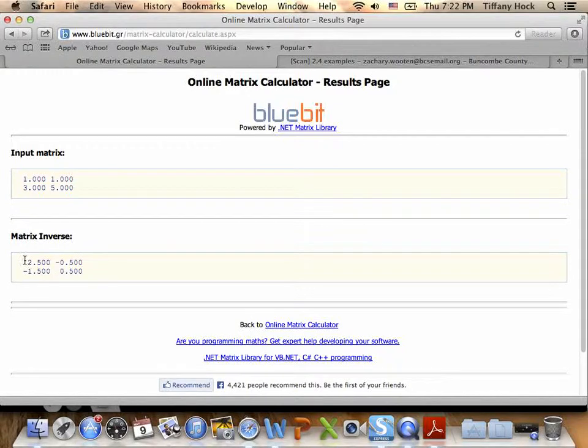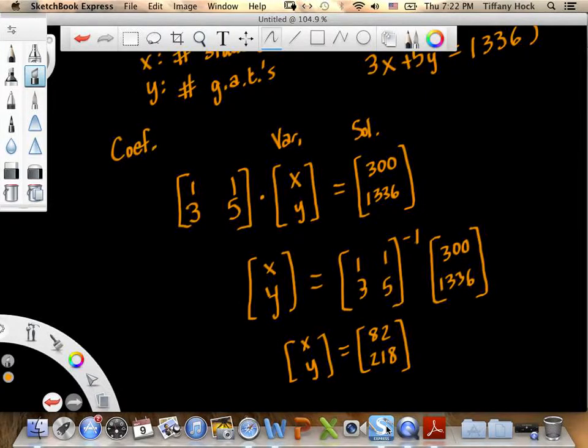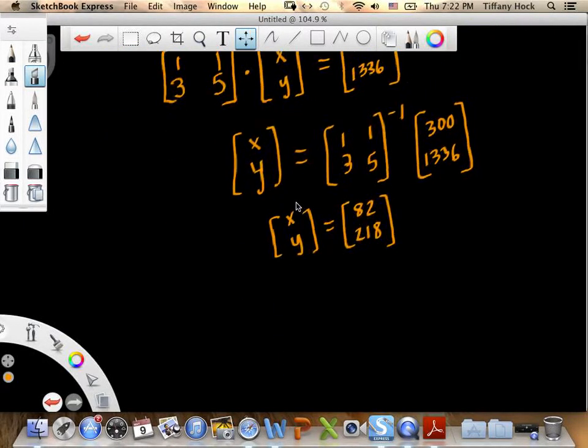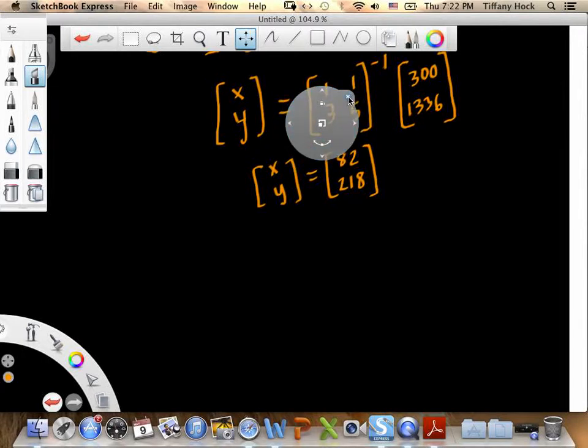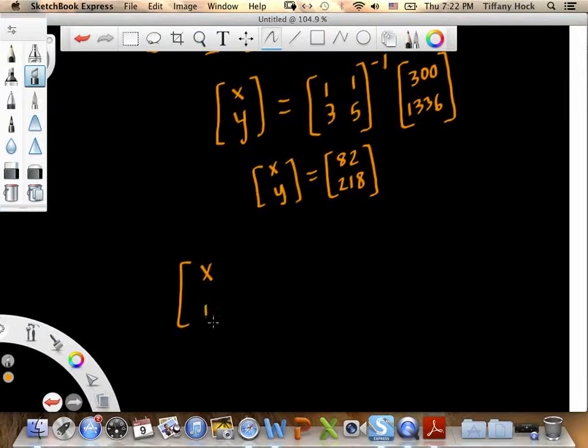So if you notice, the numbers are 2.5, negative 0.5, negative 1.5, and 0.5, and this is the top row and the bottom row. So it's just a 2 by 2 matrix, just like we saw before. So I want to write this matrix down here and show you how this would work if you don't have a calculator, but you do have internet access, and how you can do this by hand. So the inverse of this matrix, let me write this down here. I'm just going to replace where I wrote this matrix to the -1 with the actual inverse matrix.